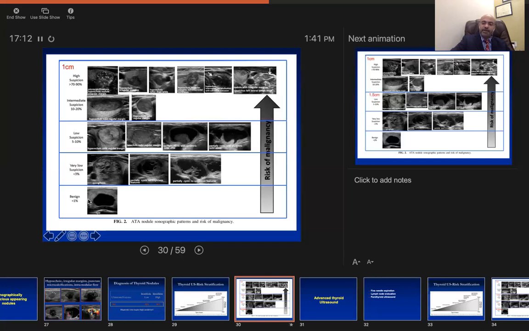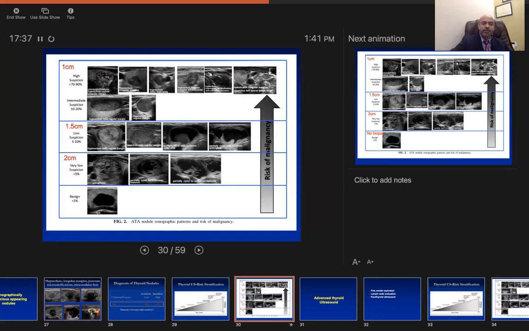So what is the size criteria? Again, this is a good academic question, but beyond academics, if they're high suspicion, even 1 centimeter, you should do an FNA. For intermediate to high suspicion, 1 centimeter. For low suspicion, 1.5 centimeters is the criterion. They should be at least that size to subject them to FNA.